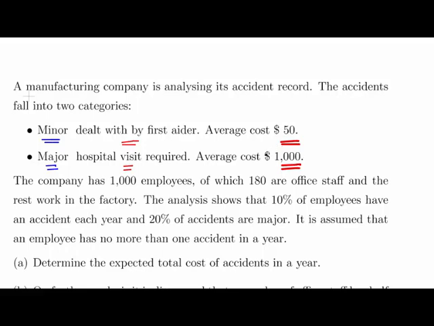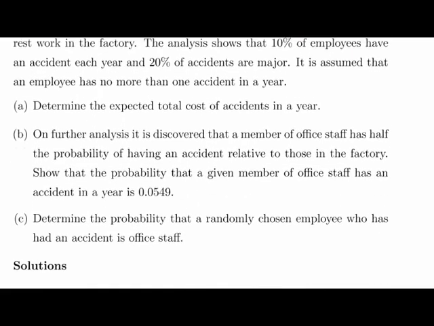Okay, so the company has 1,000 employees, of which 180 are office staff and the rest are factory workers, which means 820. The analysis shows that 10% of employees have had an accident in the last year and 20% of the accidents are major. It is assumed that an employee has no more than one accident in a year. Just to make life simple for the question, otherwise it just gets too hard for you. So determine the expected total cost of accidents in a year.